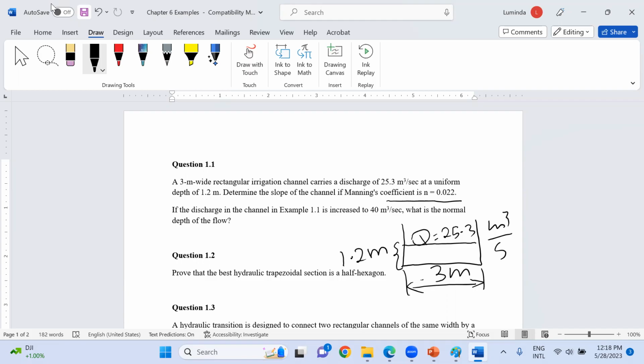Then what does it say? If the discharge in the channel is increased to 40 meter cube per second. Now you are increasing it to 40 meter cube per second. What is the normal depth of the flow? Okay, so I will give you a couple of minutes. Can you start working on it? And can you tell me what is the answer for the first part? Okay, so I will give you 3 minutes.